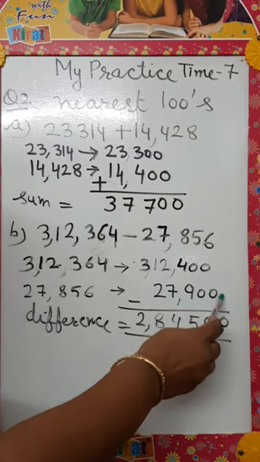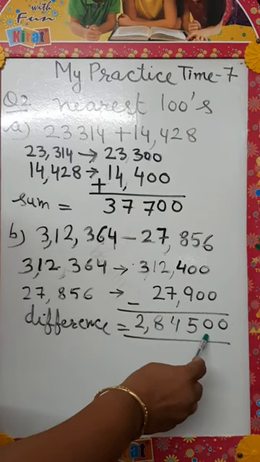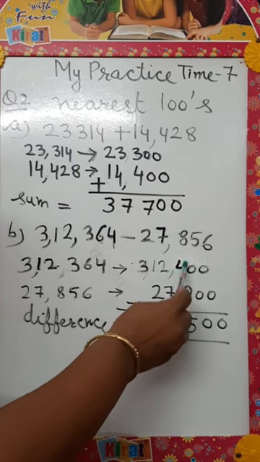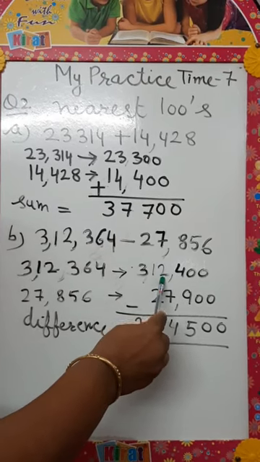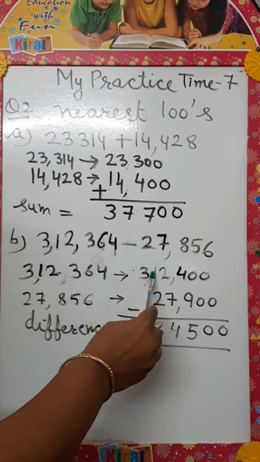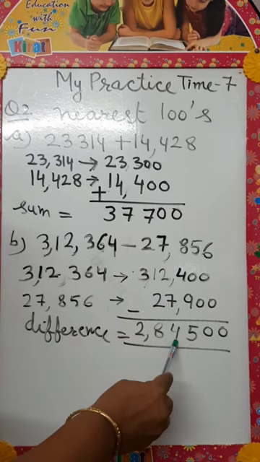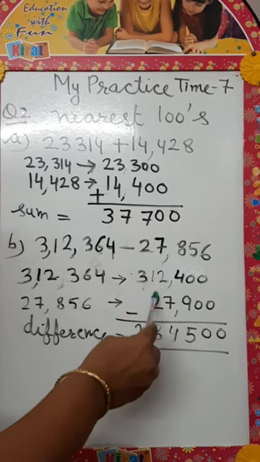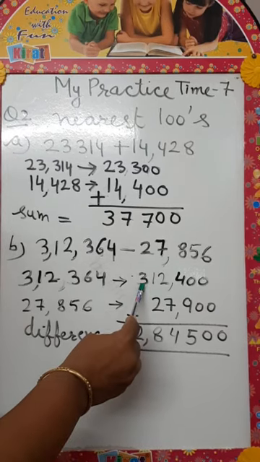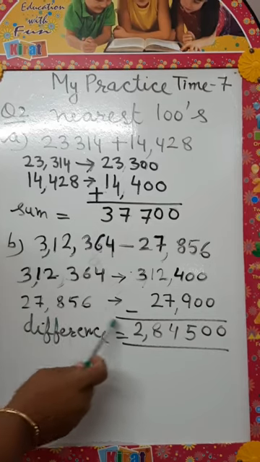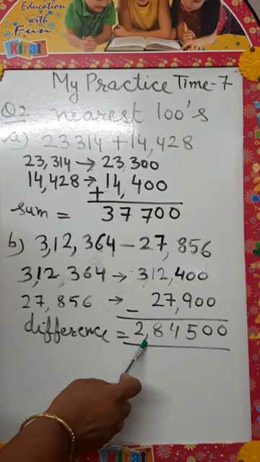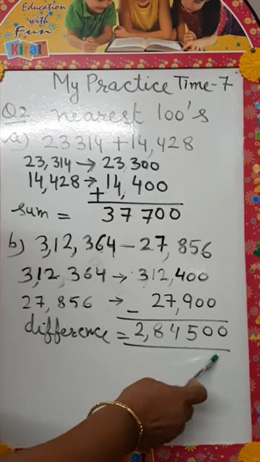See here, 0 minus 0 is 0, 0 minus 0 is 0. Here we have to borrow, 14 minus 9 is 5. Now it remains 1, 11. We have to borrow here, 11 minus 7 is 4. Now here 10, 10 minus 2 is 8. And it left 2, 2 minus 0 equals 2. So the difference of these numbers is 2,84,500.